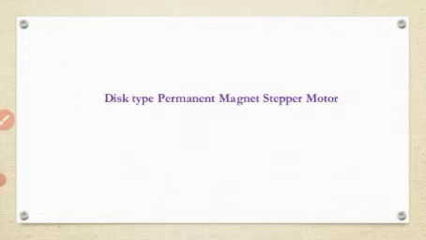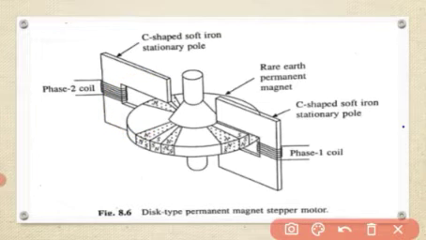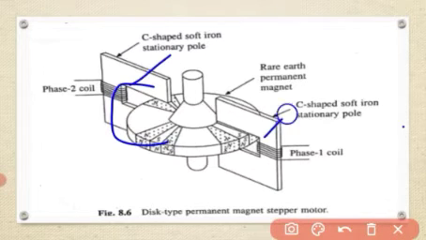Here is the construction of the disc type. There are alternating north and south poles magnetized in the disc. The disc is thin, and it can be magnetized with up to 100 individual tiny magnets evenly spaced around the edge of the disc. Here, C-shaped two stationary field poles are used.